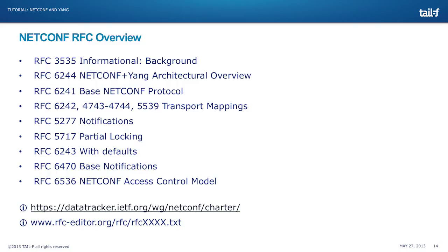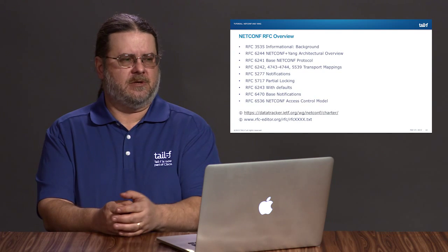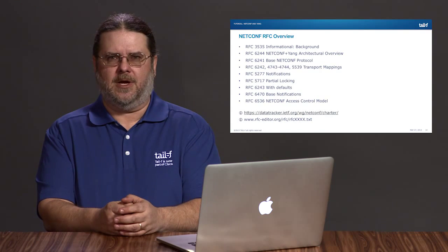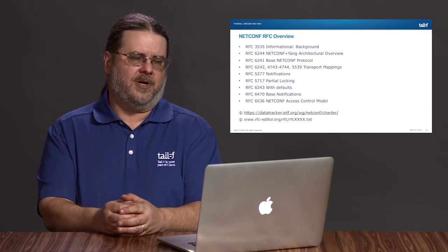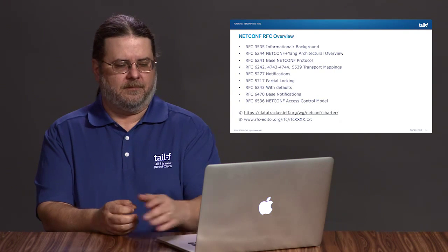Well, on the base protocol, we have some standardized new operations, notifications, partial locking, with defaults, etc., that have been standardized in RFCs. There is a standardized access control model, NetConf access control model, or NACM. And, there is active draft work. These things are evolving. So certainly take a look at the NetConf working group at IETF to see what is happening today in terms of involvement.